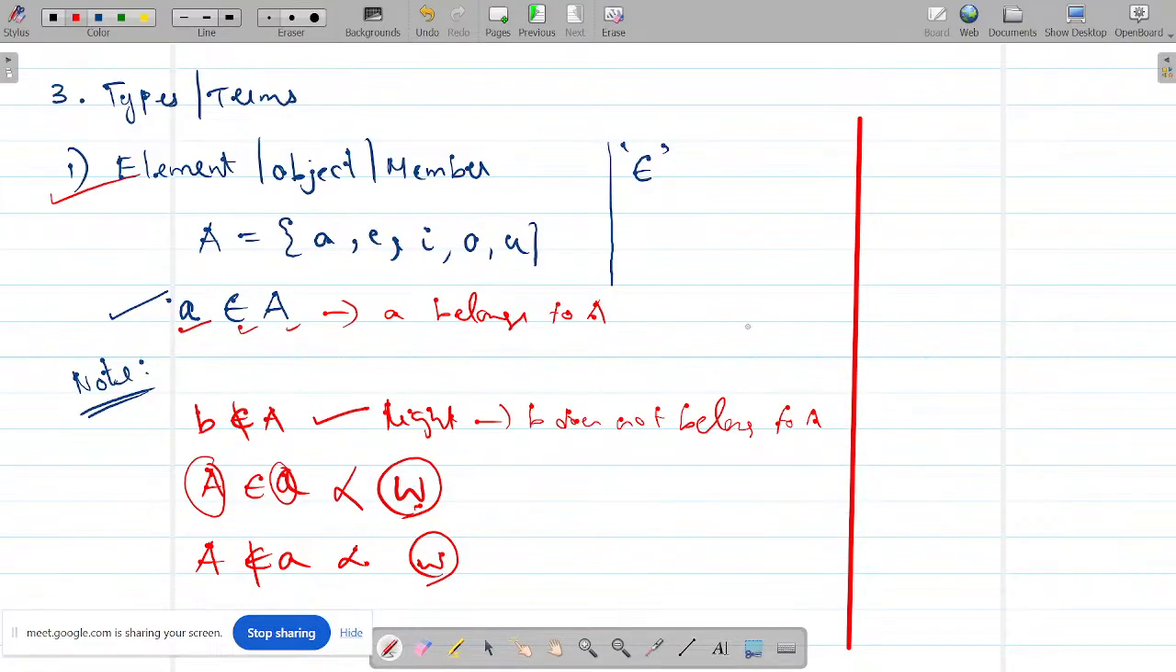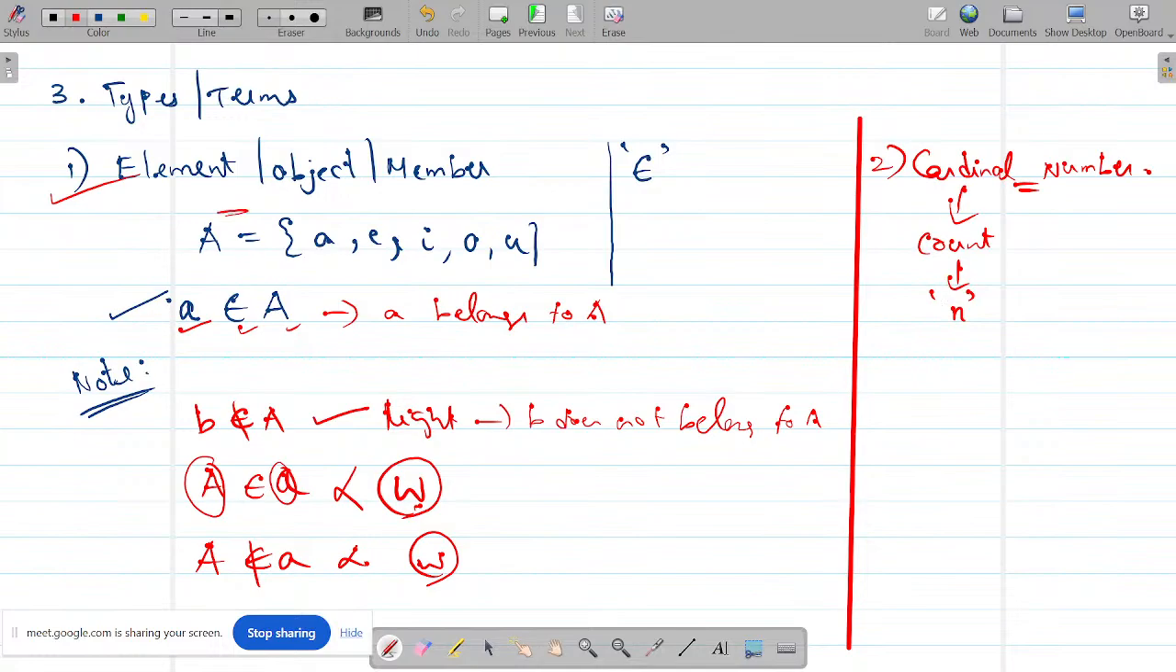Cardinal number. Second term we use. What do you mean by cardinal number? Cardinal number means actually you count it. Okay, you count it. That's what you call as cardinal number. The notation we use here is small n, usually small n only.